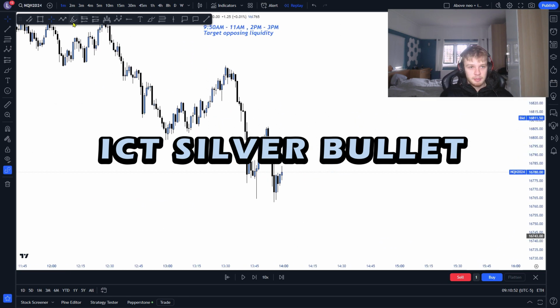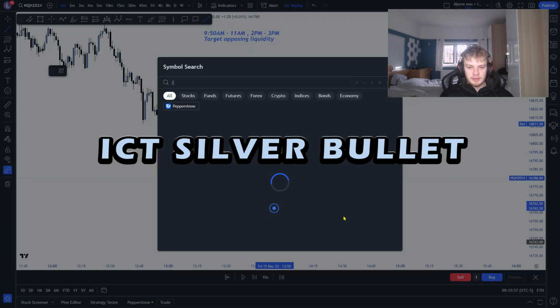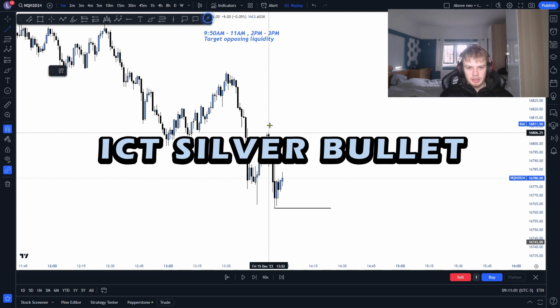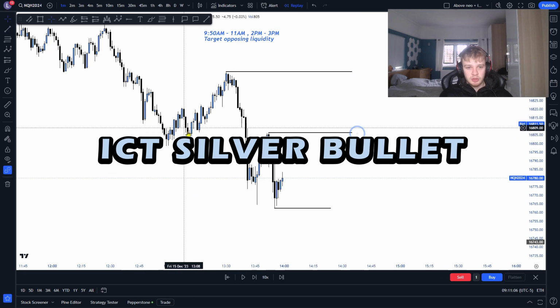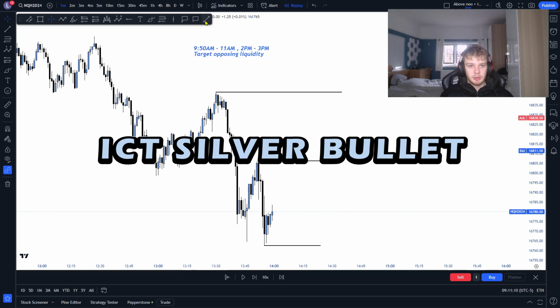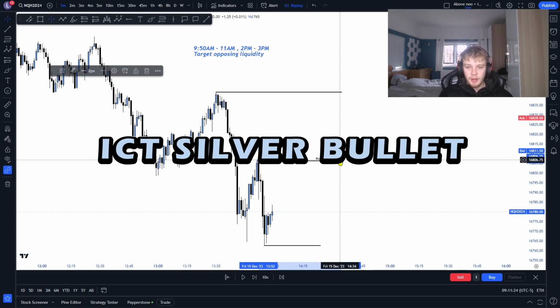So what I mean by target opposing liquidity is, as you can see, we have sell side liquidity here. We have buy side liquidity here. So as we have just kept taking sell side and sell side, our target would be buy side liquidity, which would be right here. So if you're unfamiliar with how to find your liquidities, I have multiple videos that go over liquidity by itself. It's actually one of my most popular videos on this channel.